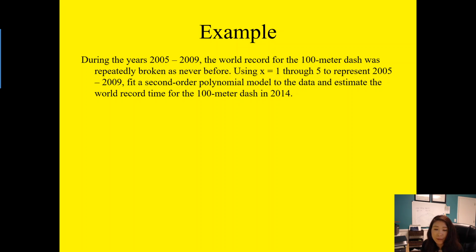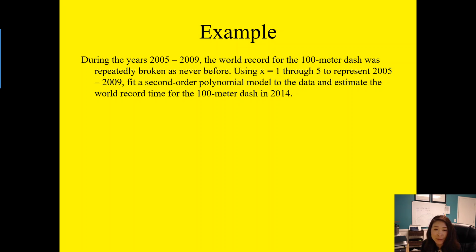During the years 2005-2009, the world record for the 100-meter dash was repeatedly broken as never before. We're using x equal to 1 through 5 to represent 2005-2009. Here we're thinking to use a second order polynomial model on the data and estimate the world record time for the 100-meter dash in 2014.